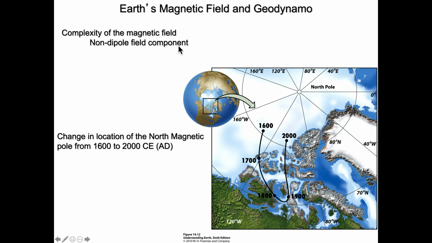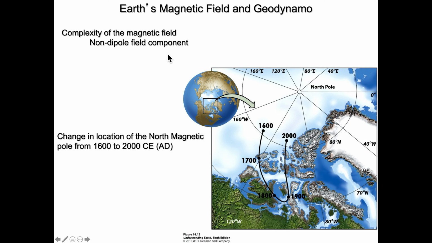A dipole means two poles, and it's essentially what you would get if you had a bar magnet. A bar magnet sitting in a field of iron filings gives us our common high school or even grade school depiction of how a magnetic field works. So in very simplest terms, that's the dipole.